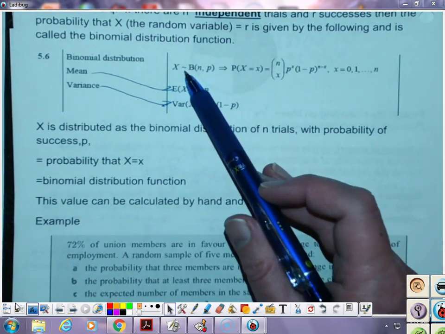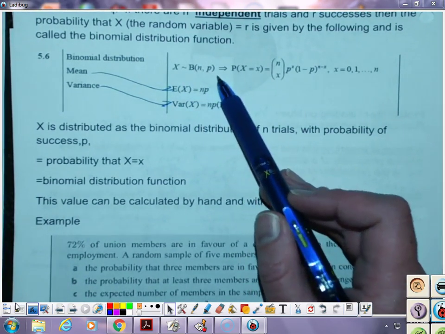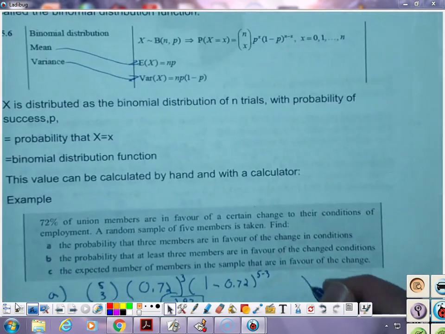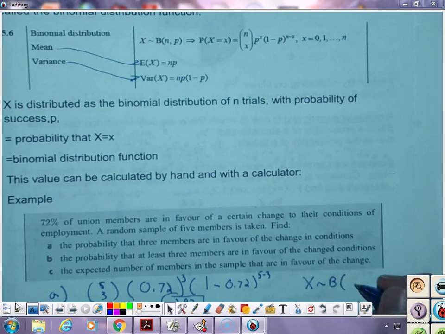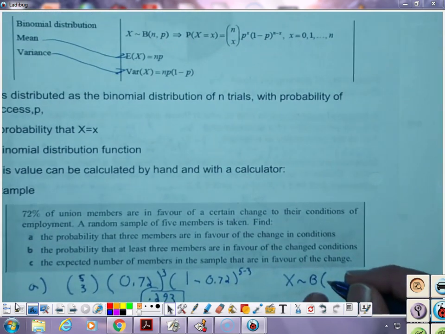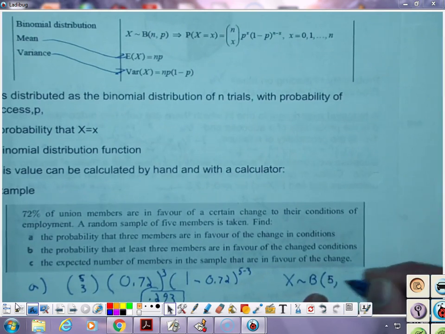So see how it says X squiggle B(n, p)? What they're saying there is that X is distributed as a binomial distribution. And then you have n comma p, where n is your number of trials, which was 5 in Jack's case, and the probability of success was 0.72.